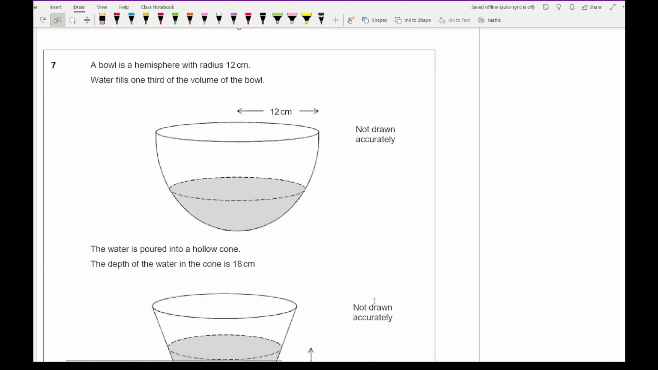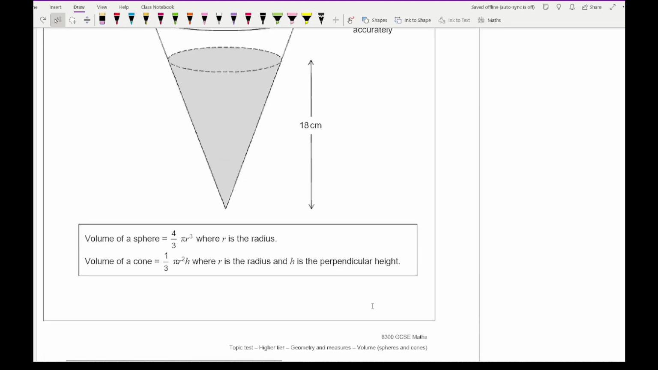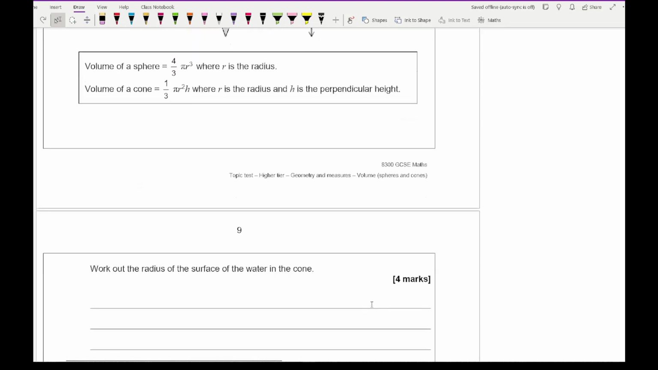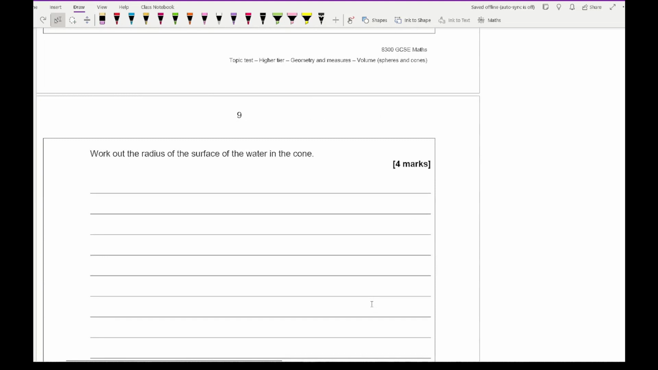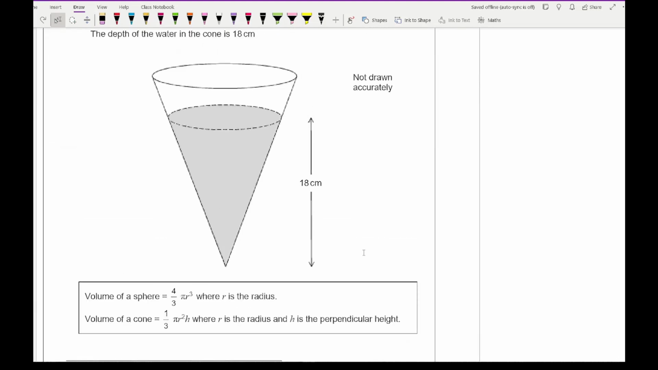Then moving on to question 7, it says that a bowl is a hemisphere with a radius of 12. Water fills 1/3 of the volume of the bowl. The water is poured into a hollow cone and the depth of the water in the cone is 18 centimetres. So then it tells me the formulas as given in most questions, and the question is asking us to work out the radius of the surface of the water in the cone. So going back to the question, what it's asking me to do is to find this value here.